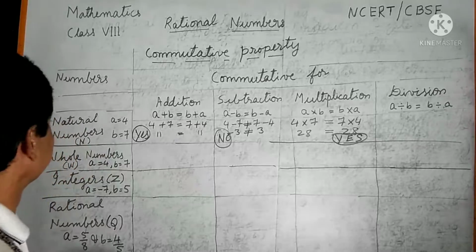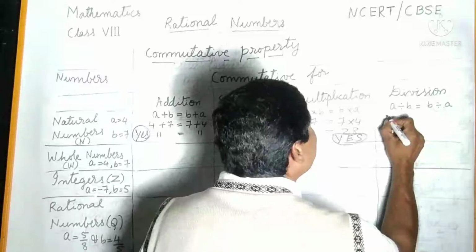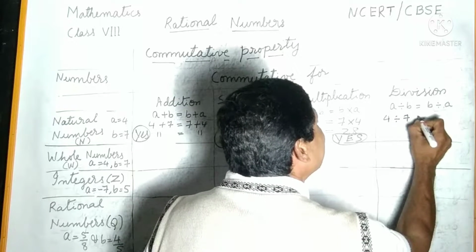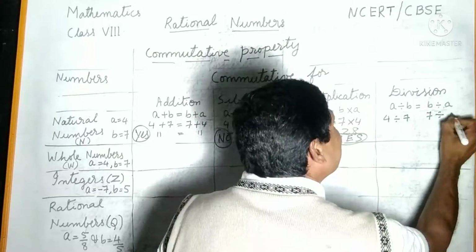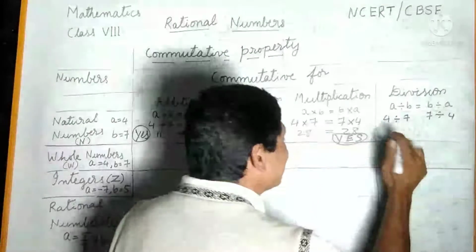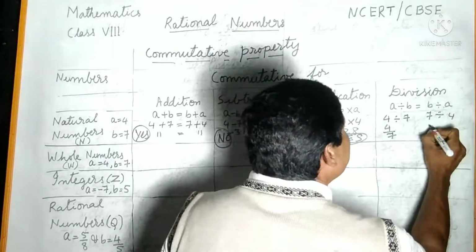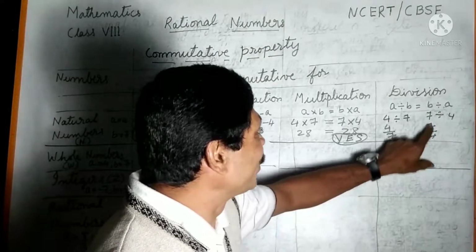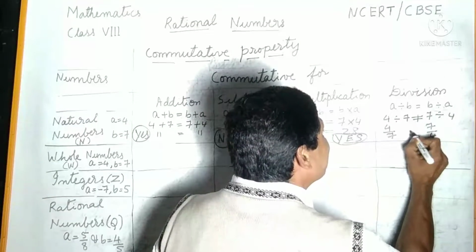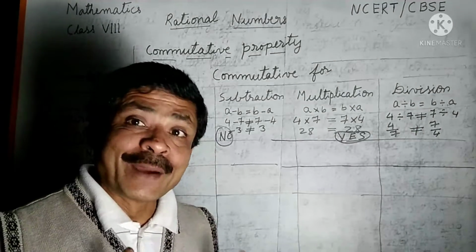Next, let us check for division. A is equal to 4. 4 divided by 7 is equal to 7 divided by 4. Let us check here. 4 by 7. This is 7 by 4. So that 4 by 7 is not equal to 7 by 4. So for natural numbers, division is not commutative. So let us write no.